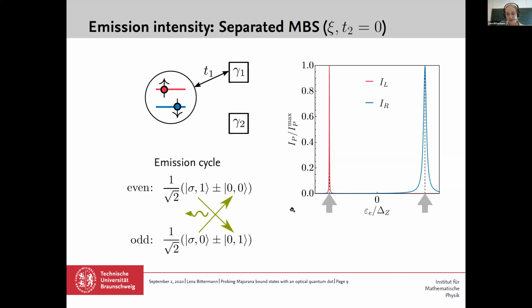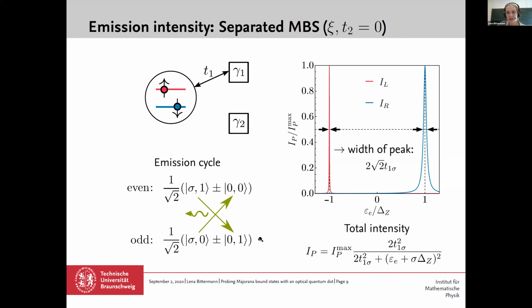If we look at the dominant processes in the system, we can have an analytical expression for our intensity, and we see that the widths of the peaks are proportional to the tunnel couplings to the first Majorana.